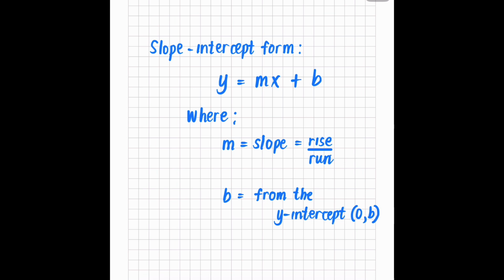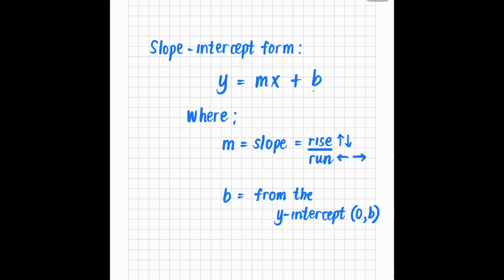So rise over run. For the rise, we're going to be talking about two different directions. Either you go up if the value is positive, and you go down if the value is negative. And for the run, the directions will be either to the left if it's negative or to the right if it's positive.